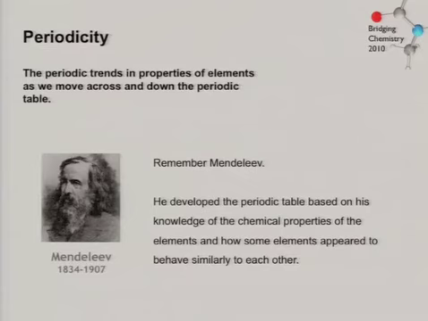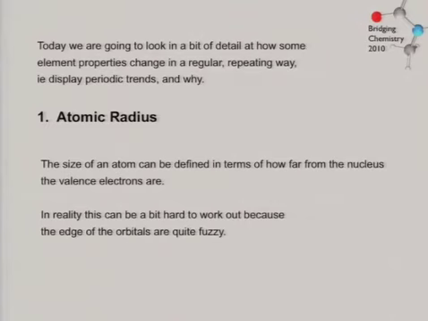The good thing about these trends is they can be explained in terms of electron configurations, which you guys have seen before, and nuclear charge, which again you have seen before. So the first one that we look at is the idea of atomic radius. So we're going to start simple with the smallest part and we're going to move up.